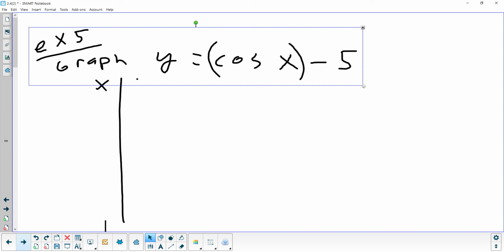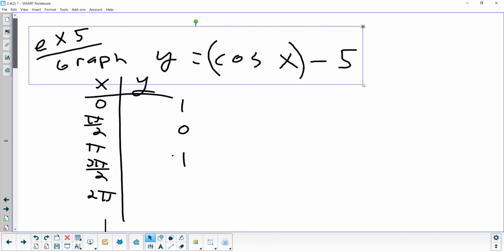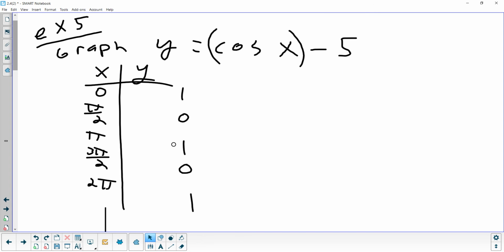All right, vertical shift: 0, pi over 2, pi, 3 pi over 2, 2 pi. And Jacob, what's going to happen to all my y values? They're going to subtract the 5. Yep, we're going to subtract 5. They're all going to move down 5. So I would have 1, 0, negative 1, 0, 1.